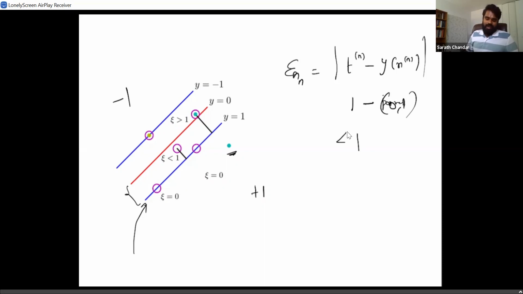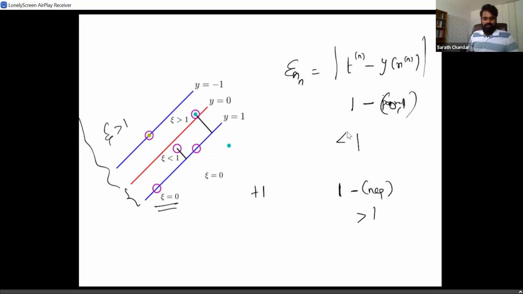On the other hand, the moment the data point crosses the boundary, the blue point on the other side of the red line is an example of a wrong data point. For this data point, its actual t of n times the y value is going to be a negative value, so the whole thing becomes greater than 1. To put it simply, I'll erase all these things. So this is where epsilon is equal to 0. This is the region where epsilon is less than 1. And this is all the region where epsilon is greater than 1.